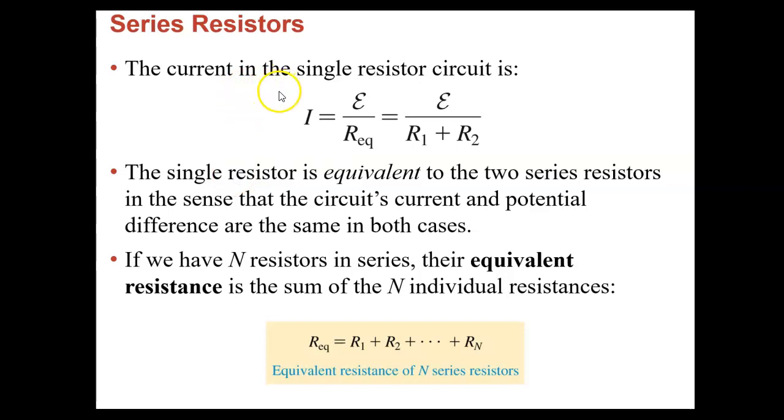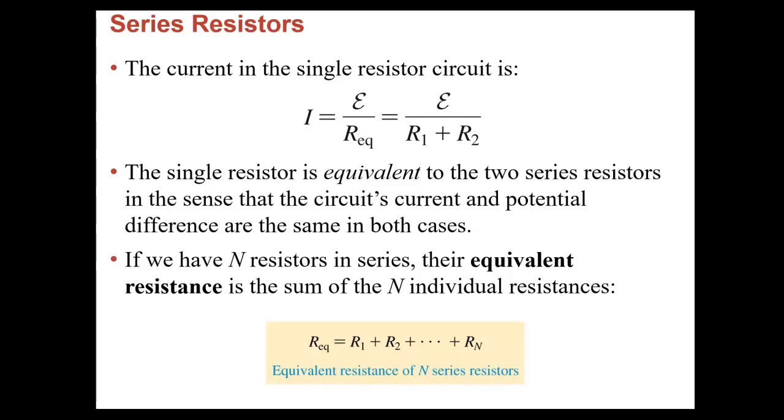So the current in a single resistor circuit is this. The single resistor is the equivalent of two resistors in series. If you have a bunch of series resistors, you can add them up, and your equivalent resistance is the sum of those. Then you take the potential difference of the battery, divided by the equivalent resistance of the circuit, and you get the current that flows through each of those items.